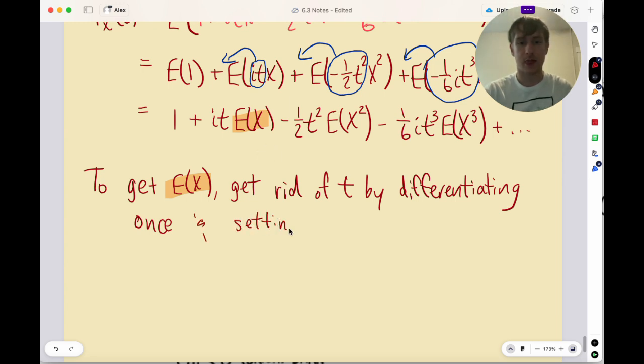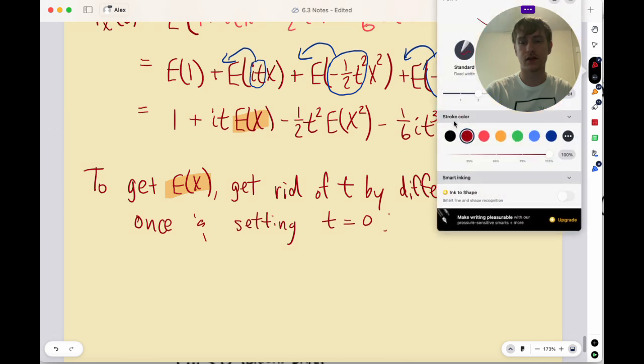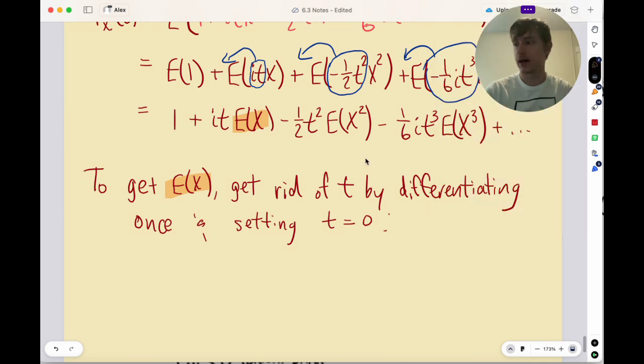And setting t equals 0, what we get is that i times the expected value of x is what you get when you take the first derivative of the characteristic function and evaluate that at 0. But again, how do I get the expected value of x by itself?